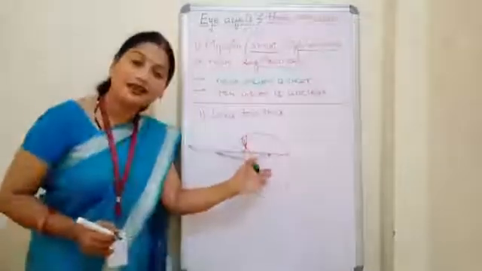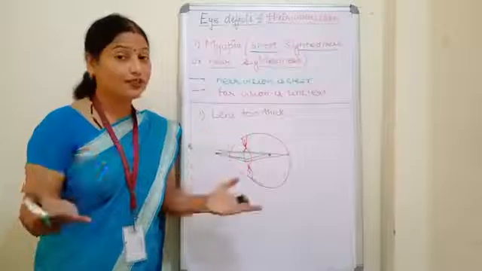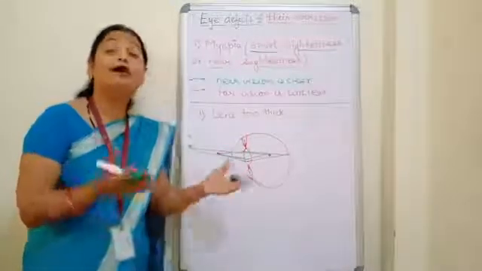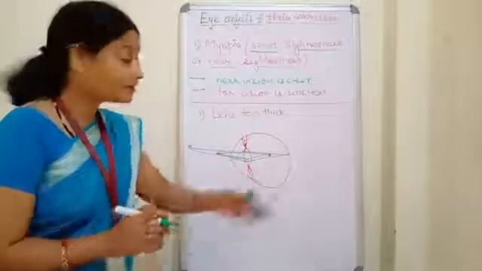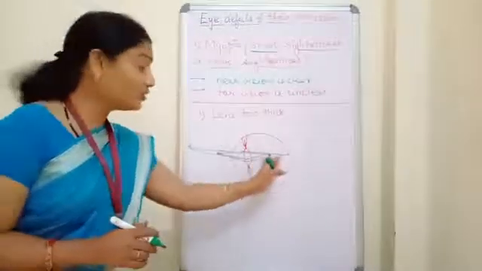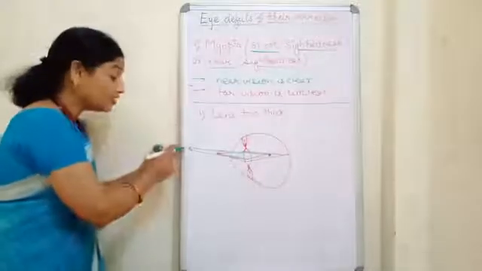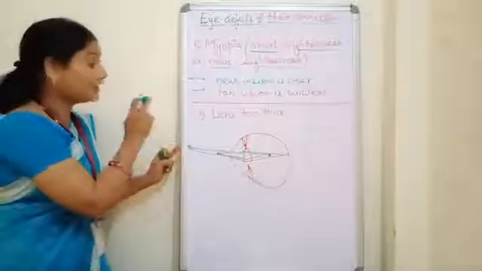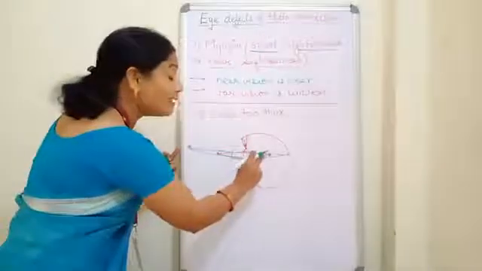But this is not the retina. So where will the image form? Nowhere. Or we can say that a blurred image will form, because everything is going inside the vitreous humor. So no image will be formed when the object comes from the far side. Okay, and this is called myopia.